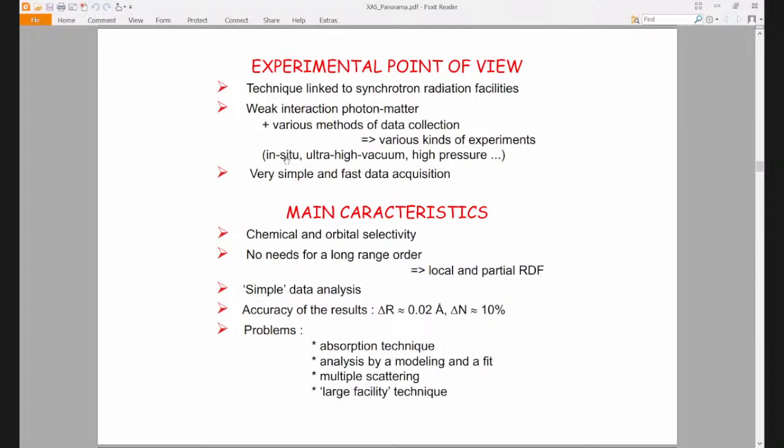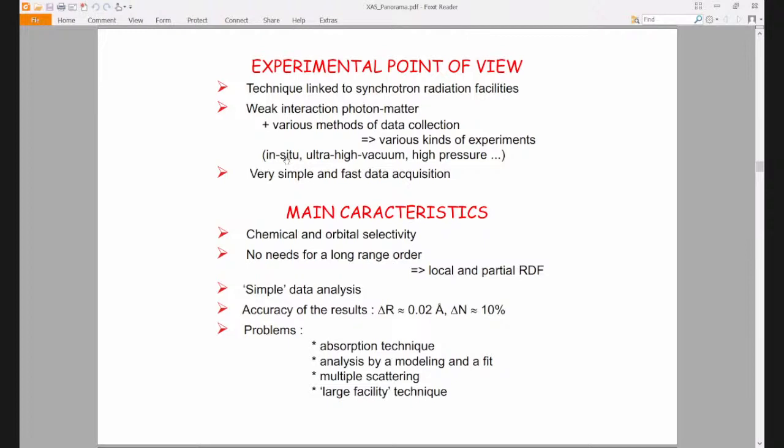What is important is that there is chemical and orbital selectivity. The chemical selectivity has been the main point for the success of neutrons. When you scan the energy of the photon, there is one energy which corresponds to the edge of one kind of atom. Copper is 8.9 kiloelectronvolts, silicon is 1.8, silver is 24 kiloelectronvolts. So you can isolate the response of one atom by its edge. And this is very important.